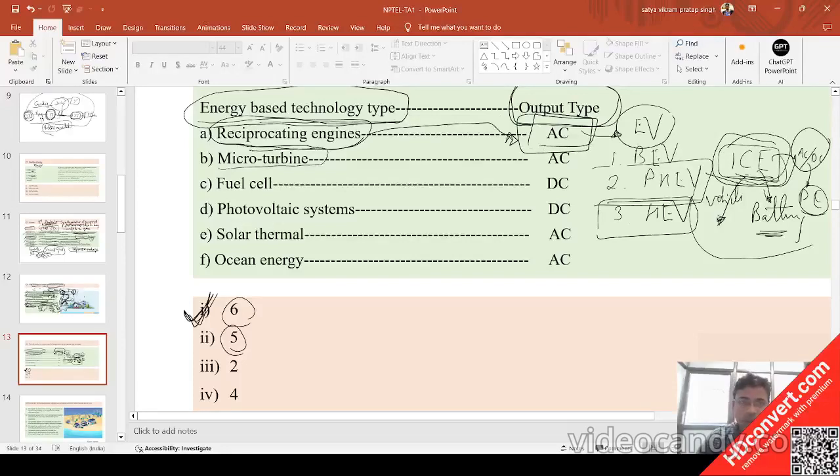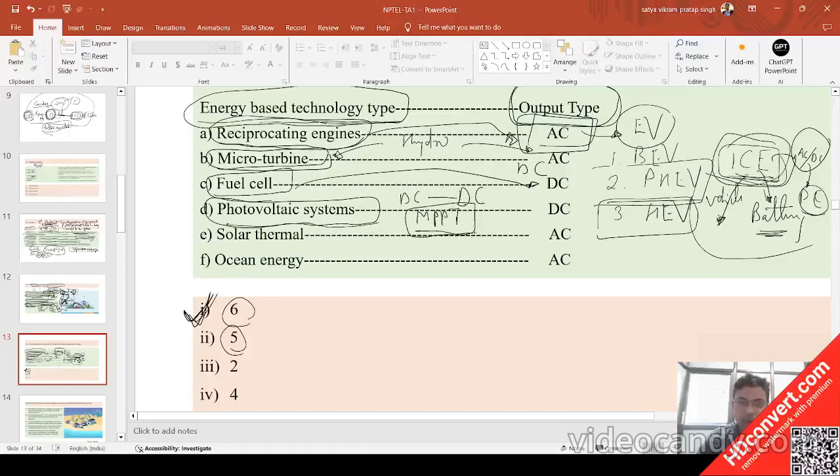Coming to the micro turbine. Micro turbine is a basic concept, but you can expand it to hydro turbines as well. So it will generate AC power. It means both are correct. Coming to the fuel cell, it is a DC power source. And the photovoltaic system, which you are very much aware of, needs one DC to DC converter for boosting your voltage and one MPPT for maximum power generation. So this also gives DC power.